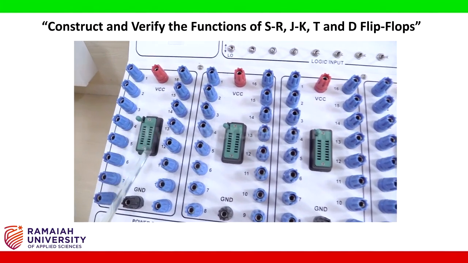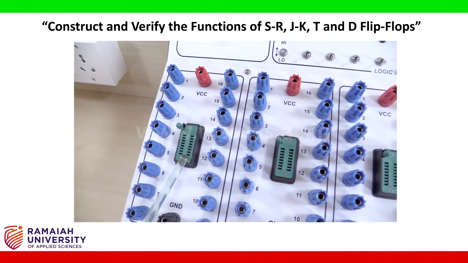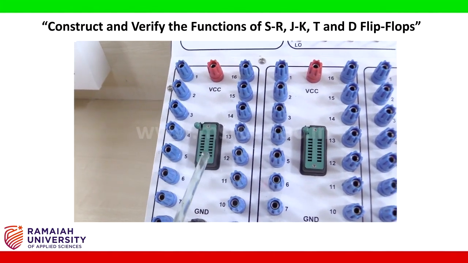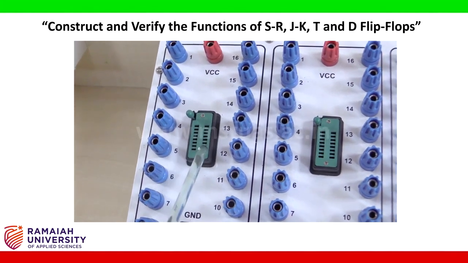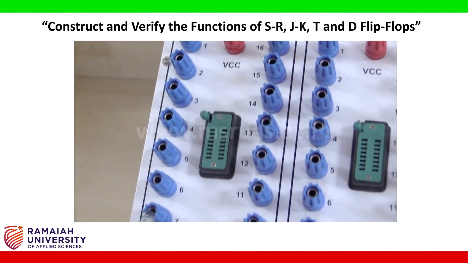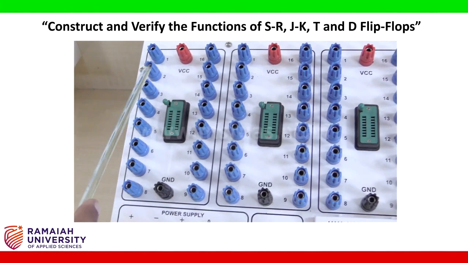There are 16 slots in this IC base, so we can place an IC which has 16 pins. But in our experiment we are using an IC which has 14 pins, so the remaining 2 pins will be left free. And these are the pins you can see. These are used to connect the IC to each pin.